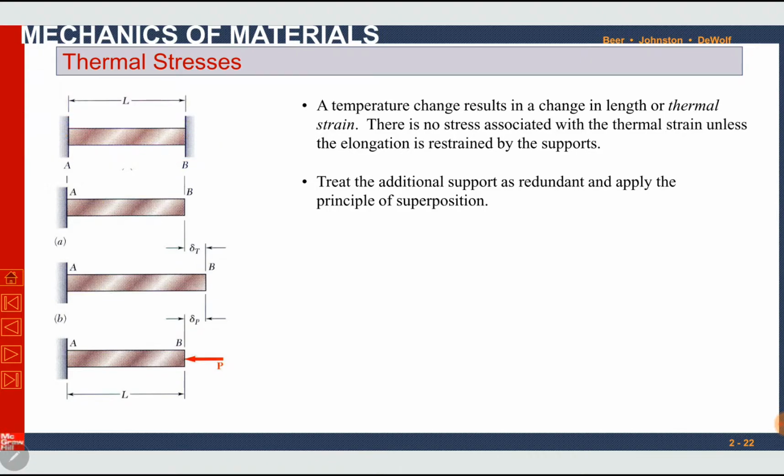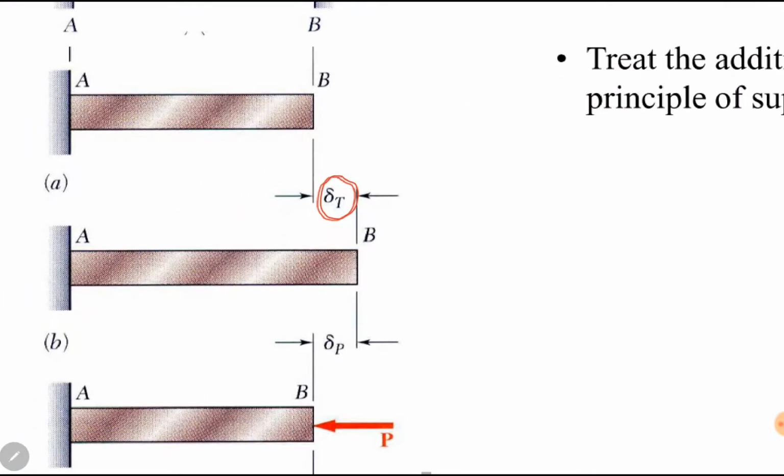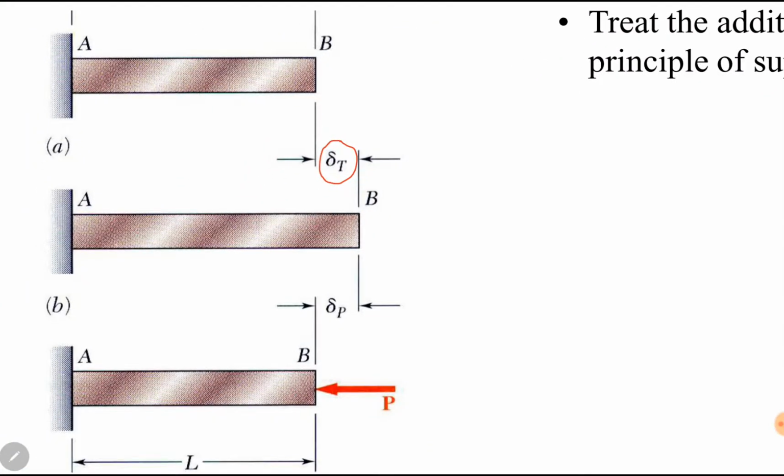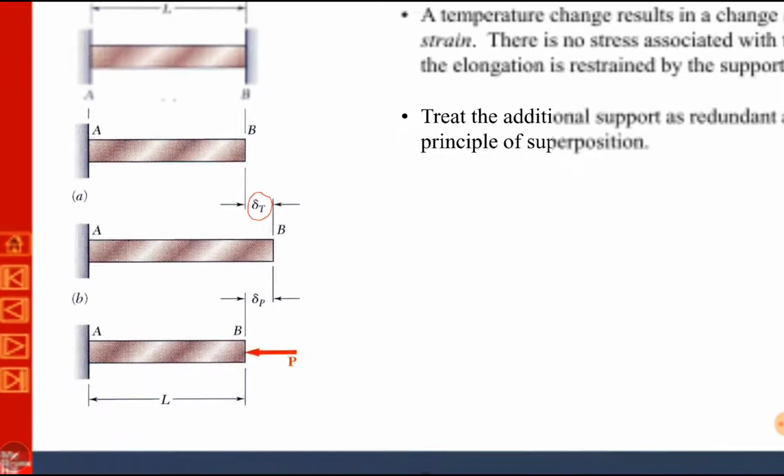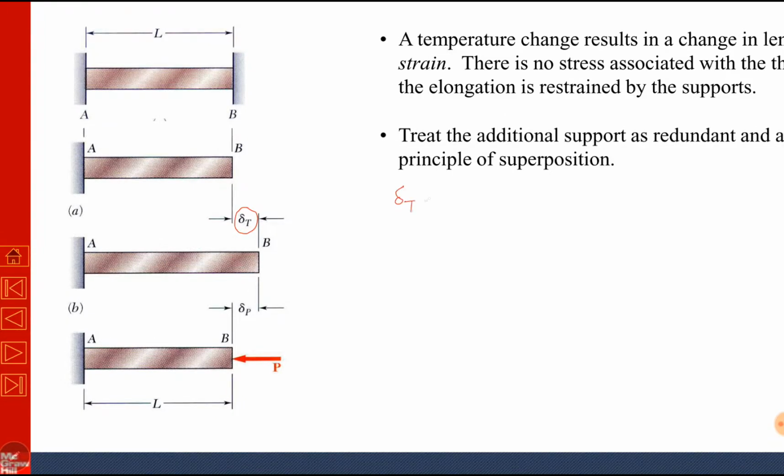So we will remove the reaction and we will let the body elongate under thermal temperature increase. There will be an elongation, delta T, thermal elongation. The thermal elongation can be calculated as alpha delta T L. Alpha is the coefficient of thermal expansion, delta T is the change in temperature, the increase or decrease in the temperature, and L is length. We know it from our basic physics.